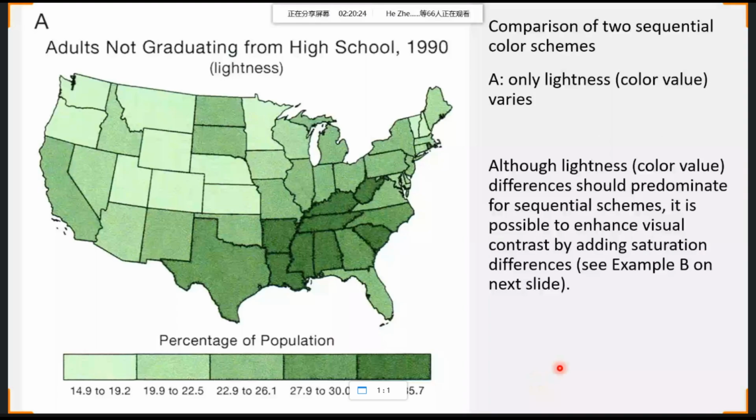Here you have a comparison now of two sequential color schemes. The topic is here about adults not graduating from high school in 1990. So it has to do with the education level in the United States. It's based on the data of the states. And you have a percentage, and only lightness, the color value, varies here. Although lightness or color value differences should predominate for sequential schemes, it is possible to enhance visual contrast by adding saturation differences. So you can see that on the next slide.